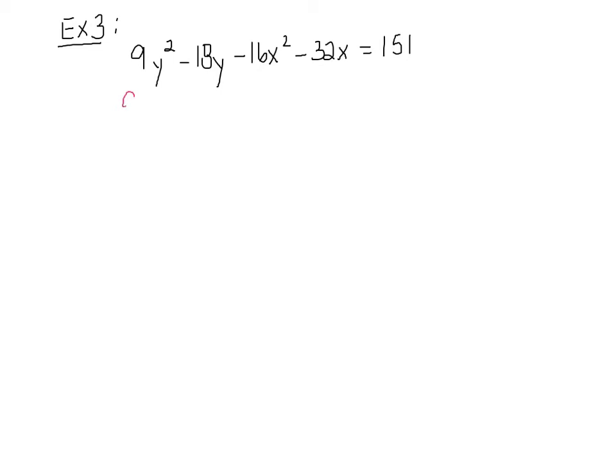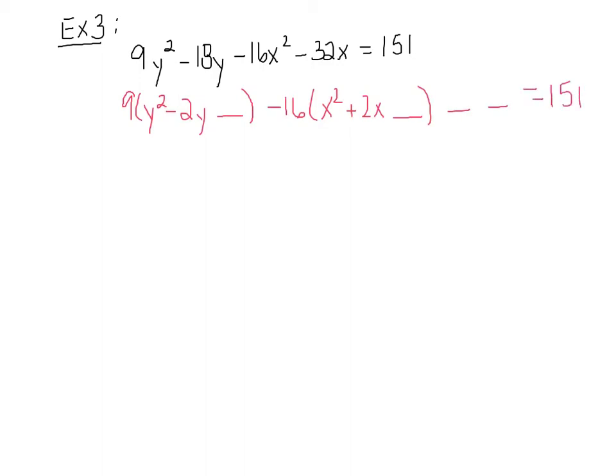We have to divide out the 9. So then we have y squared minus 2y. We're going to complete the square, so go ahead and leave a space. Then we're going to divide out the -16. So we'll have x squared, but then we'll have a plus 2x with a space. Then we're going to leave 2 more spaces, and it's equal to 151.